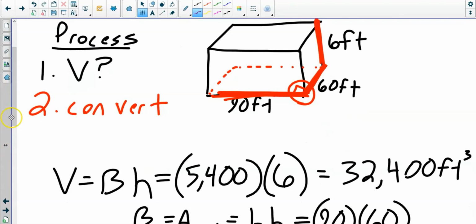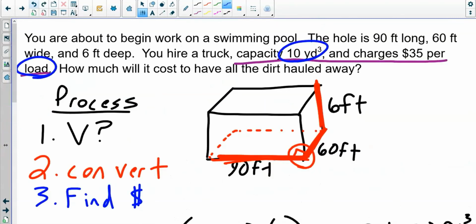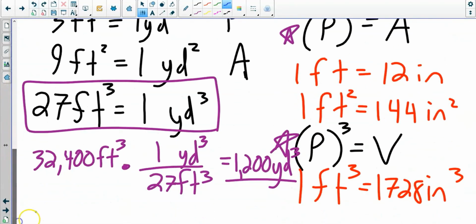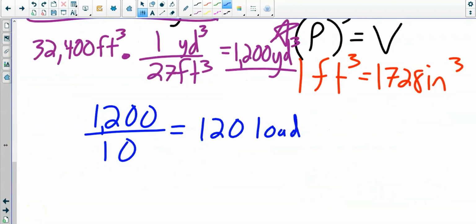Come back. So we have 1,200 yards cubed. Each truck can only hold 10 yards cubed. So what you need to do is take that number and divide it by 10. If you take 1,200 and divide by 10, you get 120 loads. We will have to fill a truck 120 times to ship out that dirt.